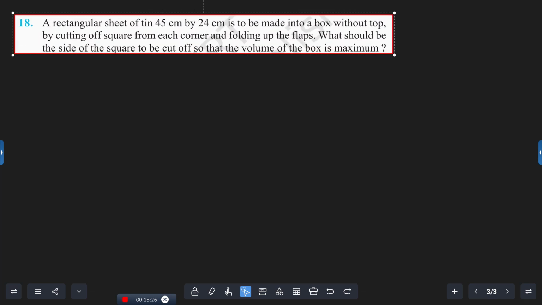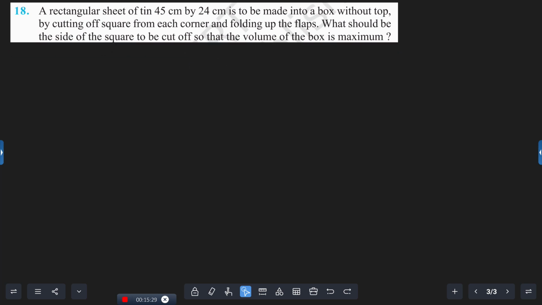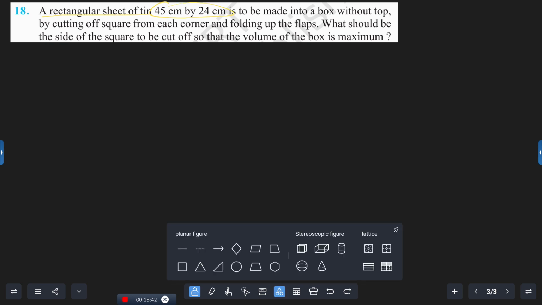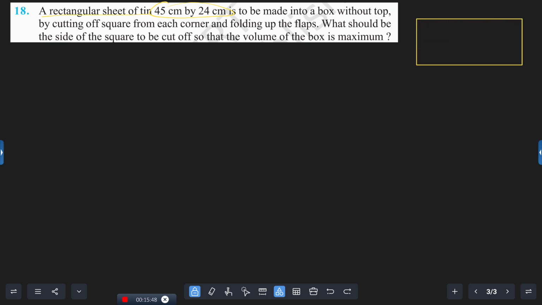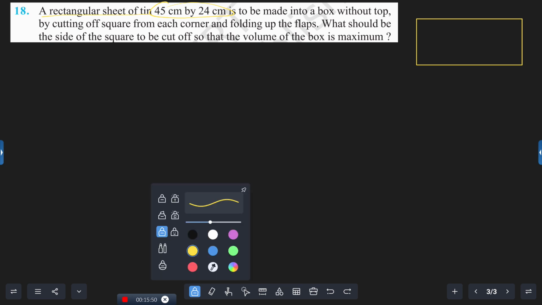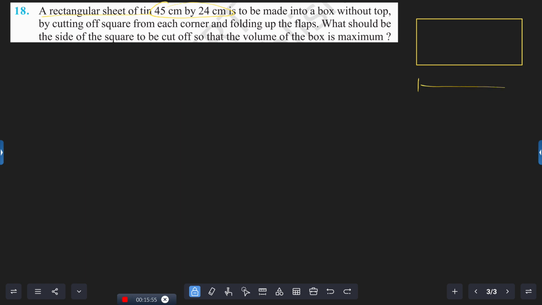The 18th is also the same model, but this time a rectangle is given. Listen, this is the same model, but a rectangle is given. See, a rectangular sheet of tin, 45 by 24. There is a rectangle here. This is the rectangle. What they said very clearly: 45 centimeter means the length will be 45 centimeter, and the dimension they gave is 24. This is 24.